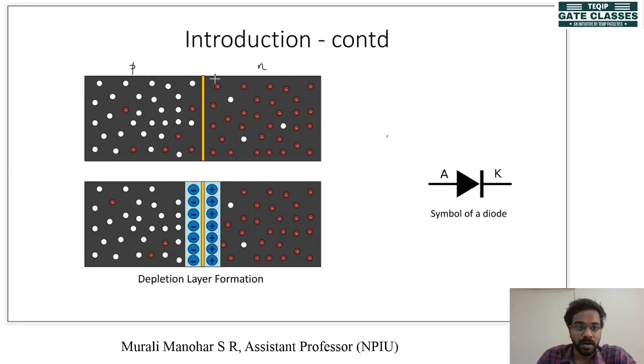So holes from p-type material will go to the n-type material, and electrons from n-type material will move to the p-type material. So the moving holes and electrons will recombine. As I've already said, holes are a lack of electron. If we can fill an electron there, the net charge will become 0. So at the junction, this recombination occurs. Because of the recombination of holes and electrons, their charge becomes 0.